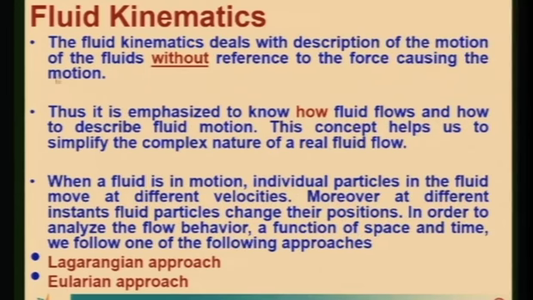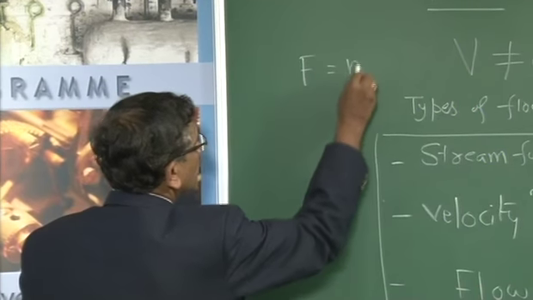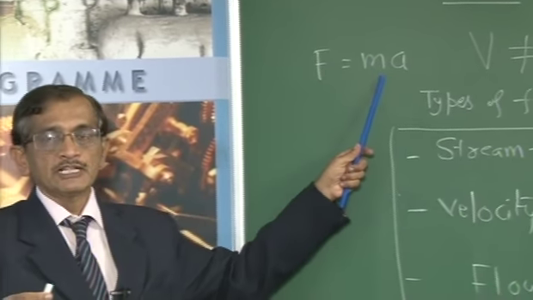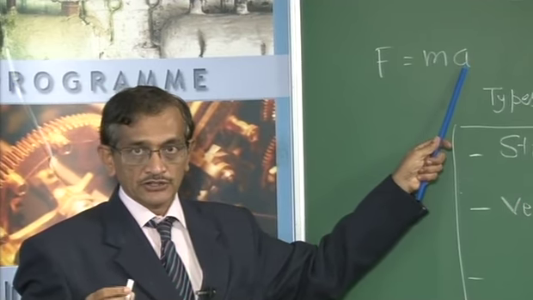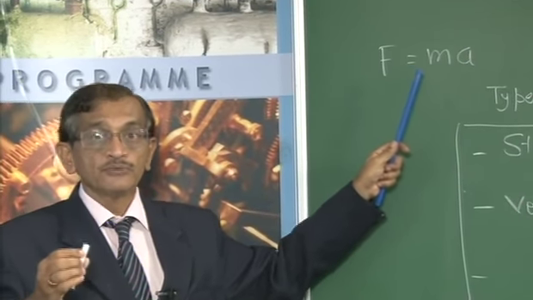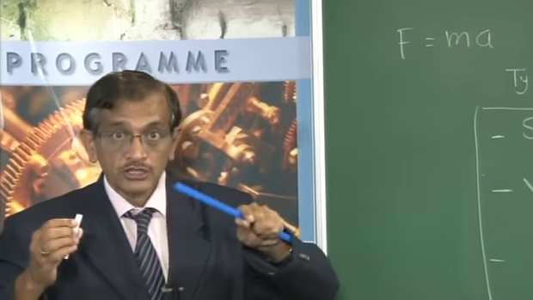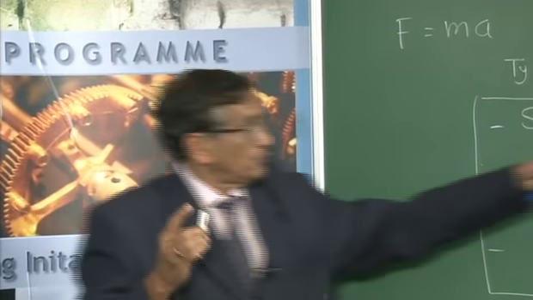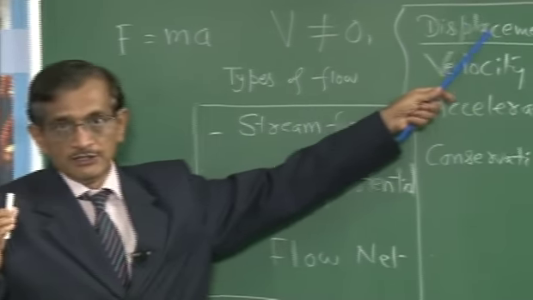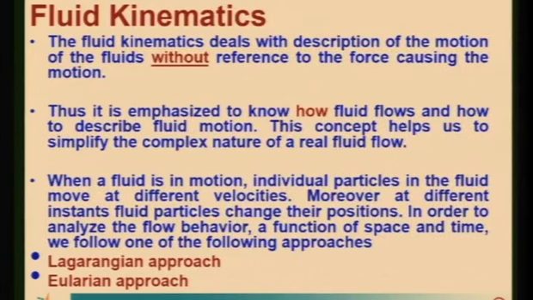Fluid kinematics, as the definition says, I will read the statement. The fluid kinematics deals with the description of the motion of the fluid without reference to the force. You might have heard there is a famous formula, F is equal to m into A. F is equal to m into A, where m stands for the mass and A stands for acceleration. So, we are not bothered about the force which is causing this motion. We are only bothered about its velocity, acceleration, displacement. Is it okay? So, this is what actually we say fluid kinematics.